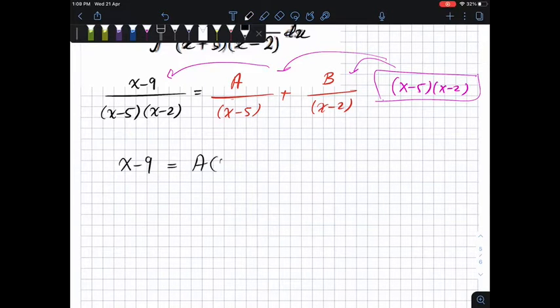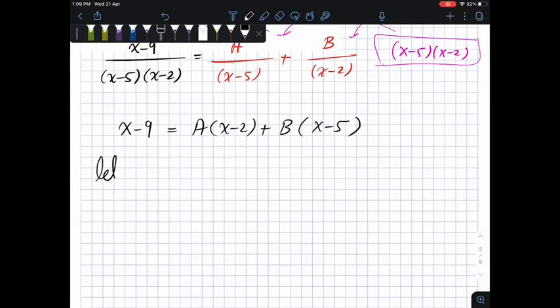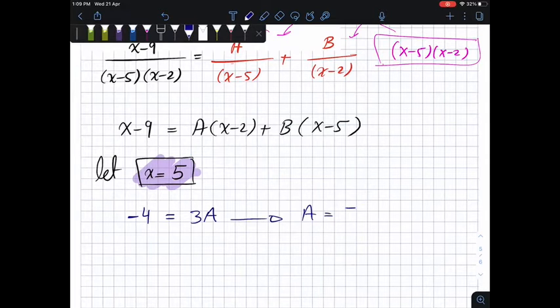x minus 9 equals a times (x minus 2) plus b times (x minus 5). And simply, to find the value of a first, we will let x equal 5. Yes, plugging in 5 in the equation from the previous step. So 5 minus 9, negative 4, equals 3a. a equals negative 4 over 3. Box it and highlight.